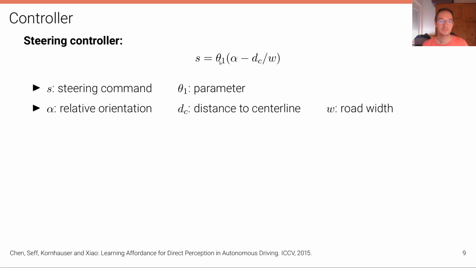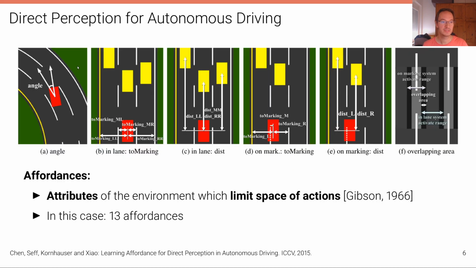And there's a parameter, θ1, and it's a very simple linear controller that takes as input the relative orientation, what we've seen before. This is this relative angle here with respect to the tangent of the road.